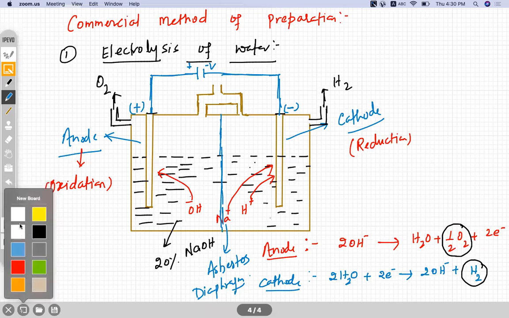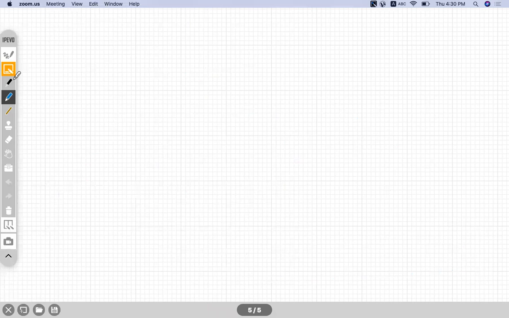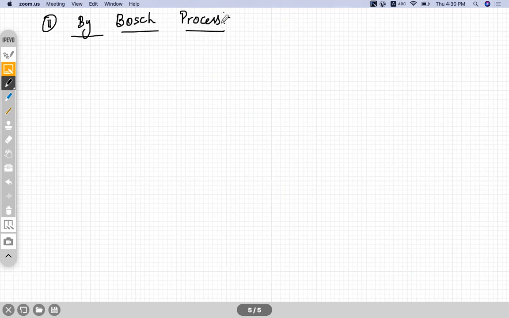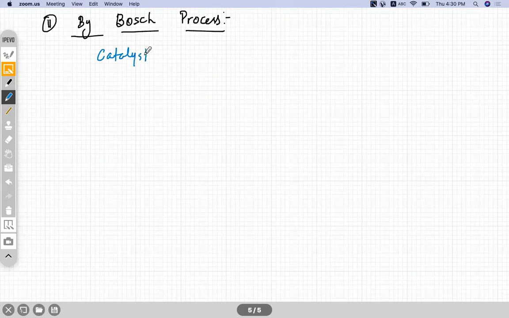Okay, next write down: by Bosch process. In Bosch process, one thing that they ask very often is what catalyst we use in Bosch process. The catalyst we use is nickel here. And we use a very high temperature here, around 1270 Kelvin. Temperature you don't have to memorize, catalyst you must remember.